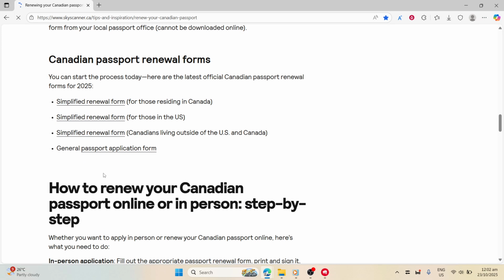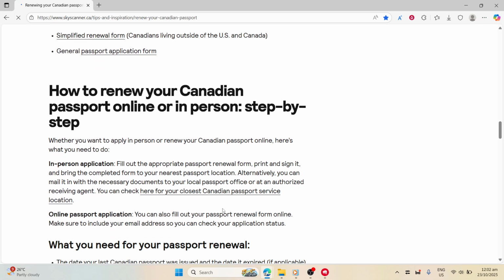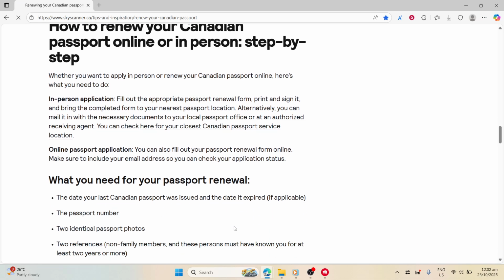You'll need several things on hand: the issue and expiry date of your current passport, the passport number, 2 identical passport photos, and 2 references who must have known you for at least 2 years. Ensure you've set aside funds for the passport processing fee.